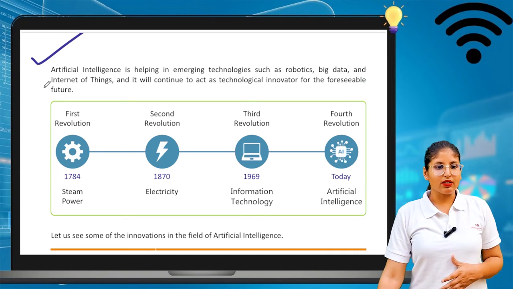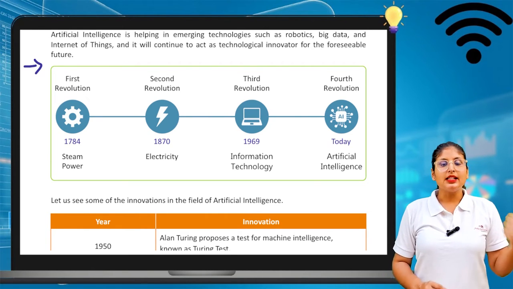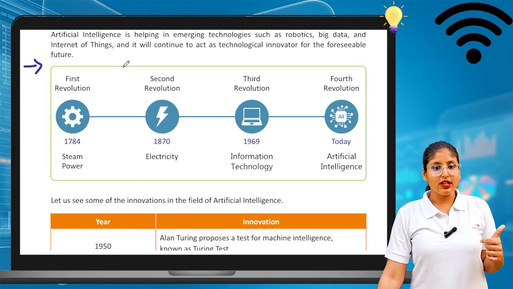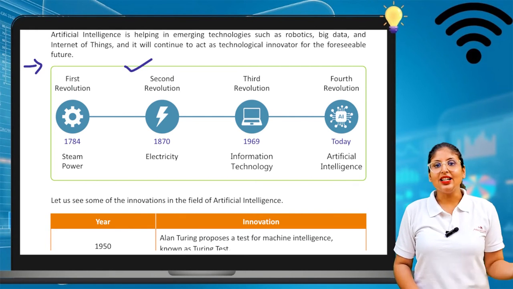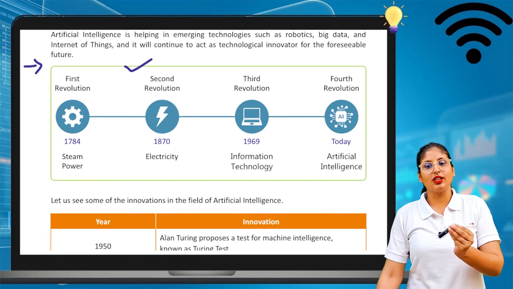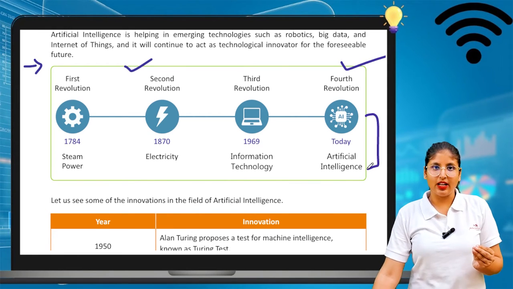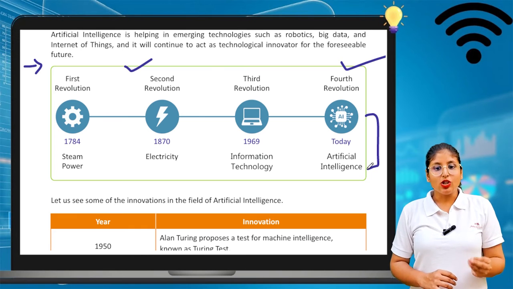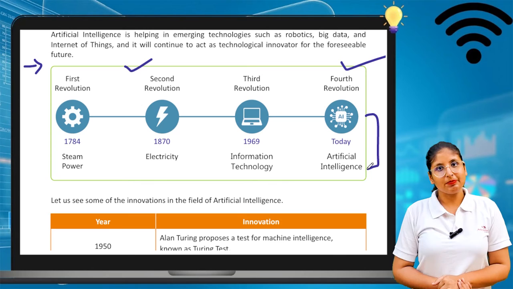See the revolutions in this field. The first revolution came in 1784 with steam power. The second revolution came in 1870 with electricity. The third revolution came in 1969 with information technology. And information technology has changed into the fourth revolution, today's artificial intelligence.